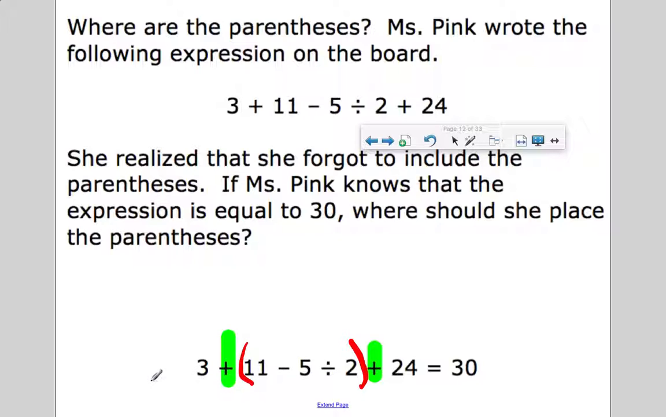So 3 is the left term. The middle term would be this. That's equivalent to 3. The last term would be 24, so that equals 30. Because if I highlight this, you really can't do 5 divided by 2. That's 2.5, so you would have gotten a decimal. So I know that would have been wrong.